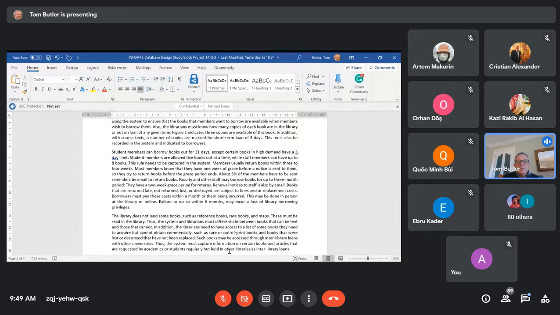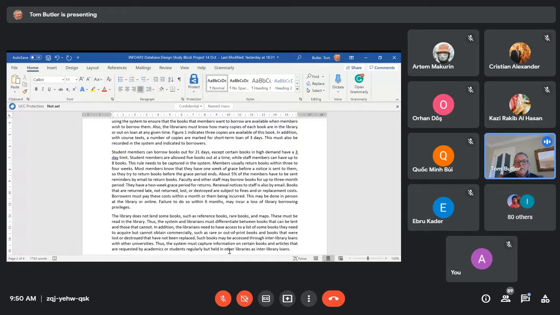Student members are allowed 5 books at a time. So we need to put that constraint in terms of the number of books borrowed. Members usually return books within 3 to 4 weeks. That's superfluous. Most members know that they have 1 week of grace.